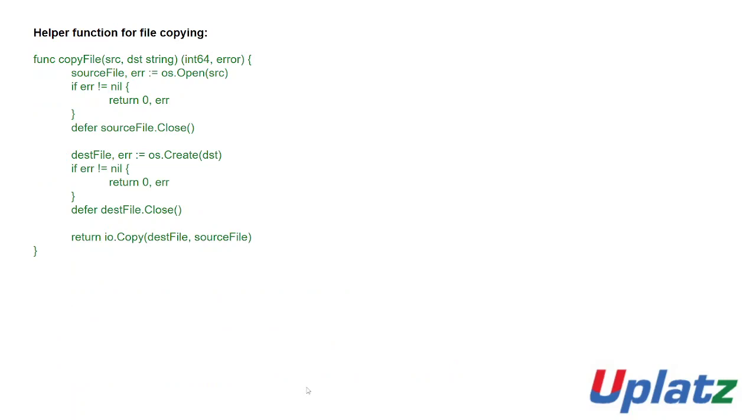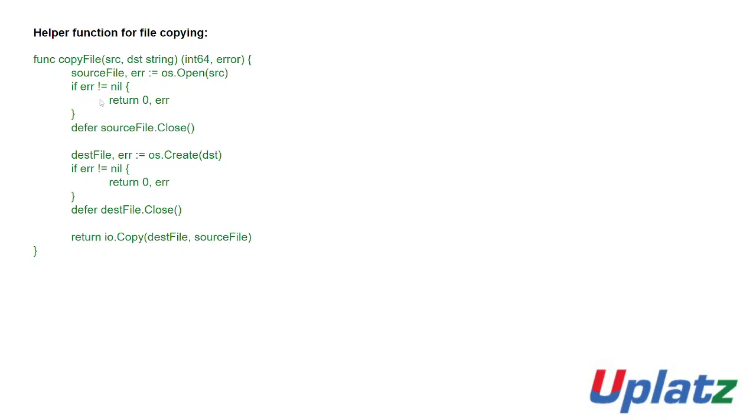Okay. And a helper function for file copying. func copyFile(src, dst string) (int64, error). So in the return, io.Copy is the file source file. Also here we can use this one, sourceFile, err := os.Open.